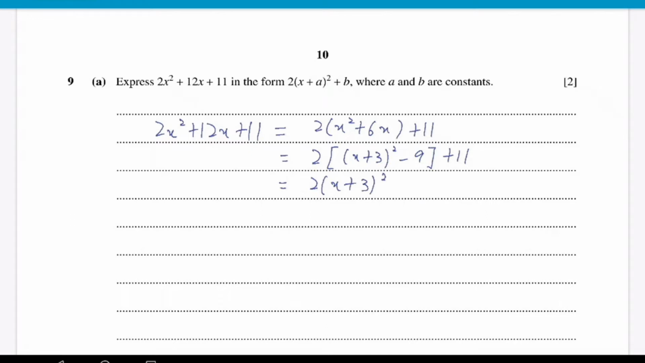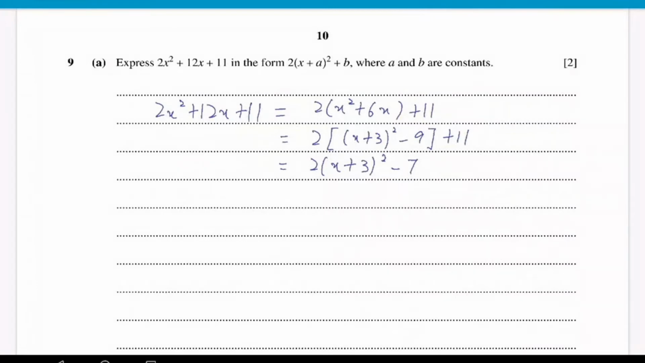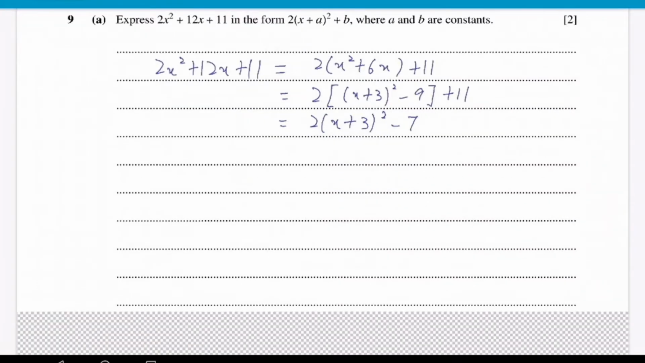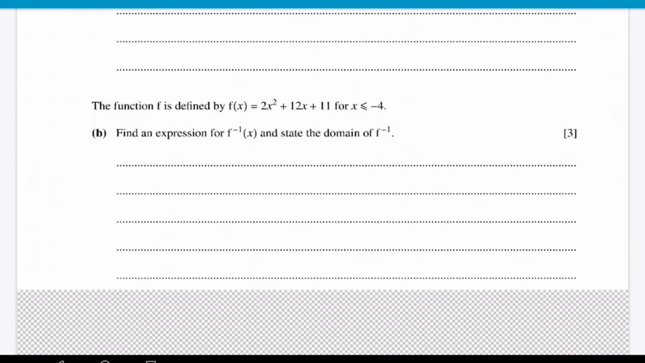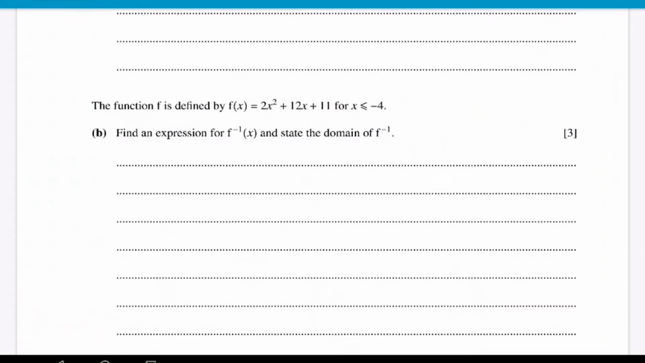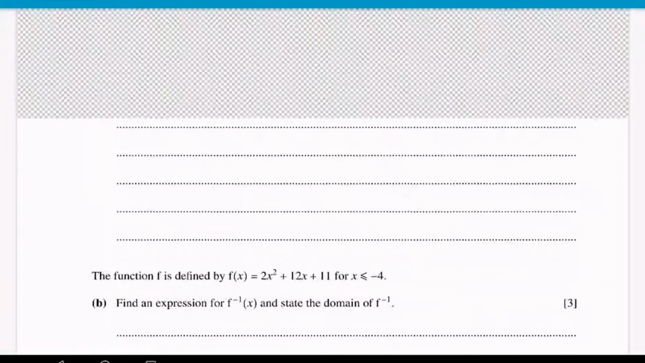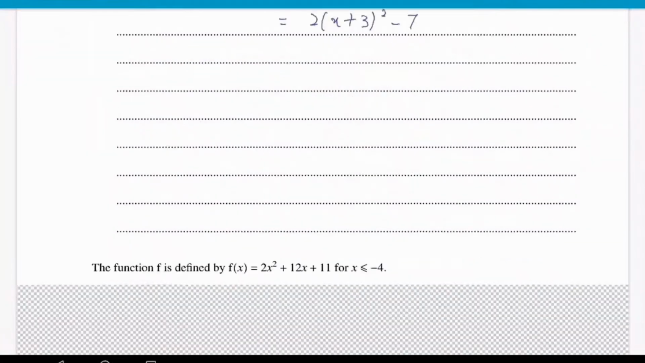Very quickly we are getting this result. So this is the result for the first part, which is helpful for us to move on. For part B here, they now have a function f. The function f is exactly the same as what we have earlier.